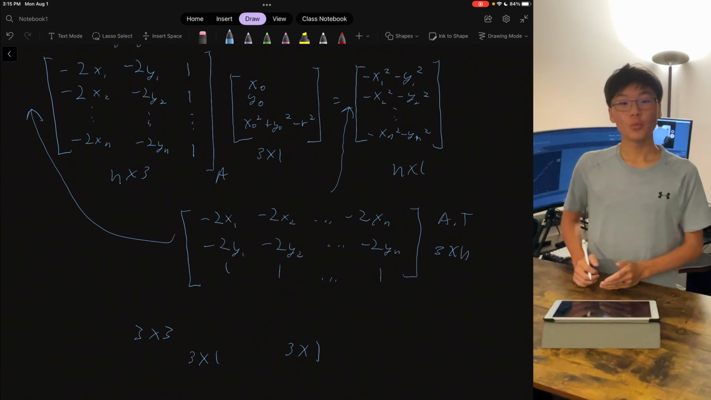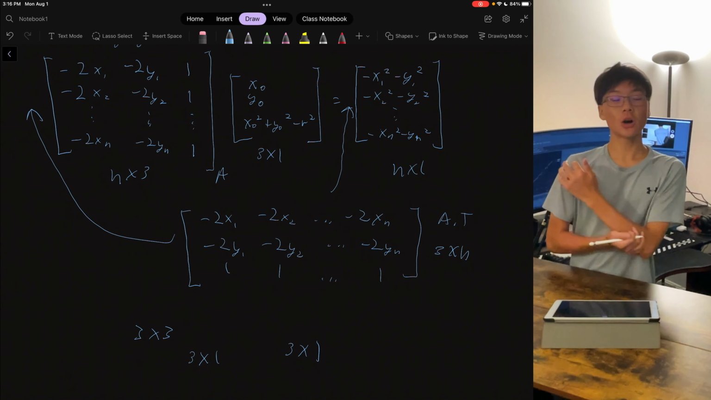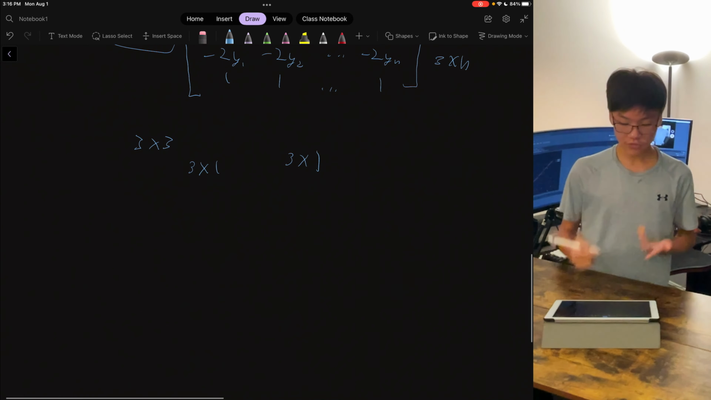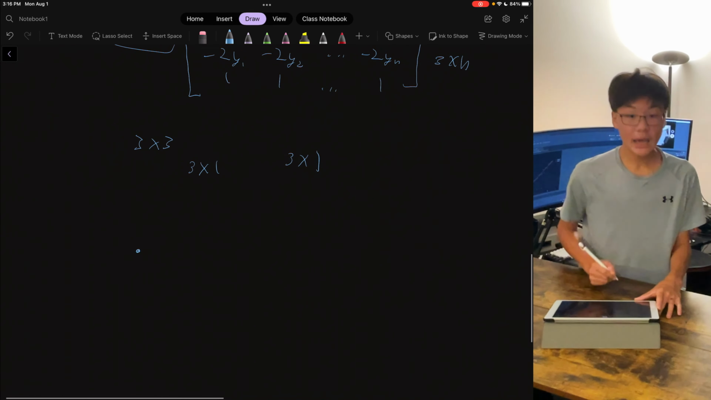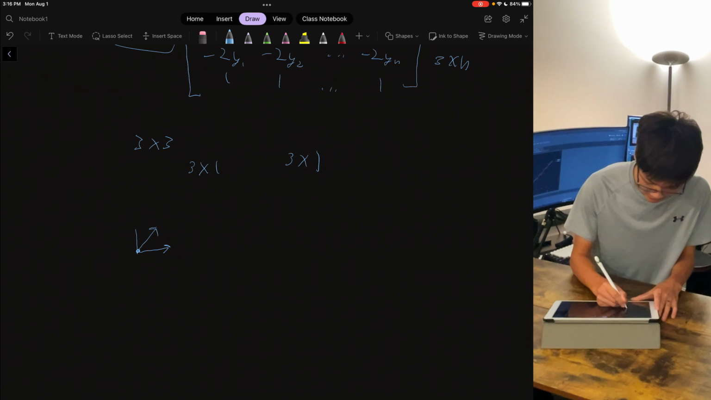But first off, we need to actually generate our data points. And to generate our data points, we're going to be using polar coordinates. The way polar coordinates work is that we have our center, and we have a radius. And this radius basically just goes all around the circle, like so.